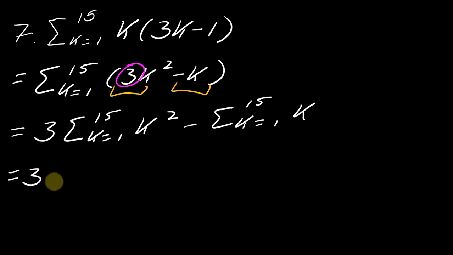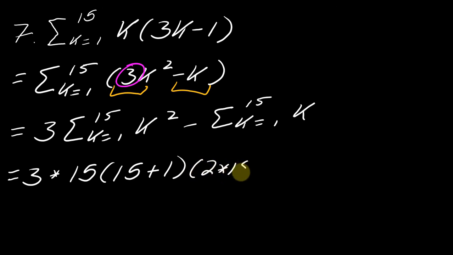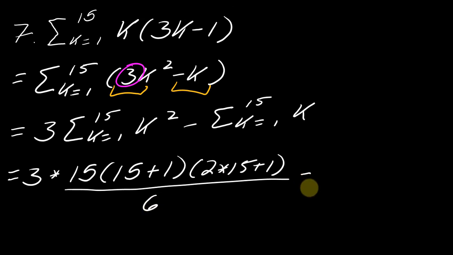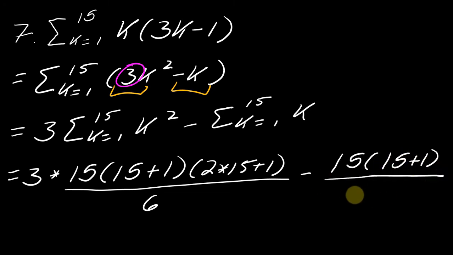So this is going to be now 3 times, and this is k squared, so this will be times 15 times (15 plus 1) times (2 times 15 plus 1), this whole part divided by 6. And now for the second part of this, this will be 15 times (15 plus 1), all of that divided by 2. Now it's just a matter of hashing out the calculation here. When I go through and calculate all of that, I get 3,600 as my final answer.